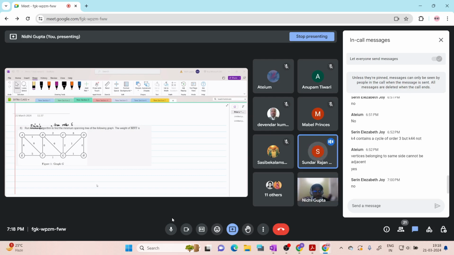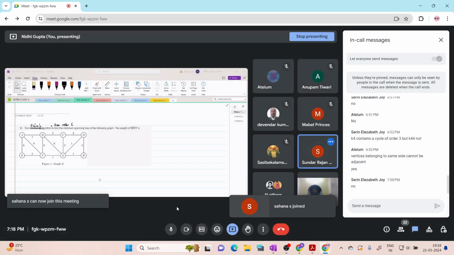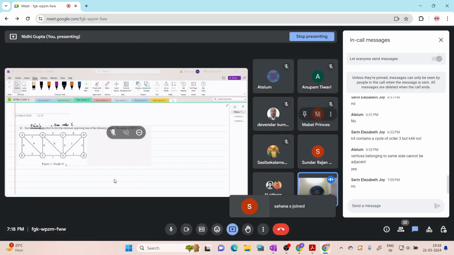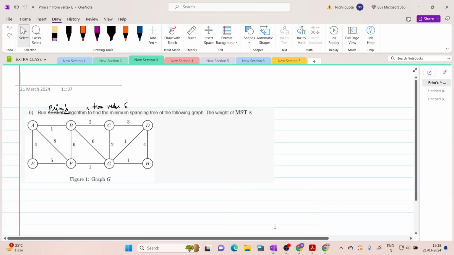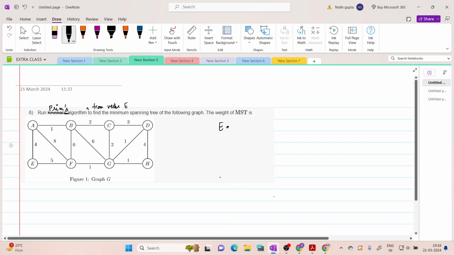We have to choose from any vertex. What is the smallest weight of edge that should be chosen first? And then. So in this question, we are given that we have to start from vertex E. So now we have to find a minimum spanning tree. We are starting from vertex E. So what should be our next step using Prim's algorithm?